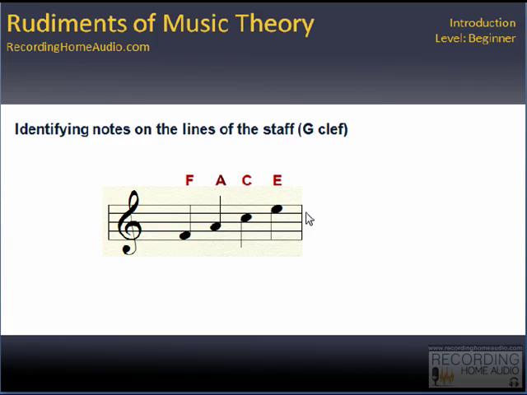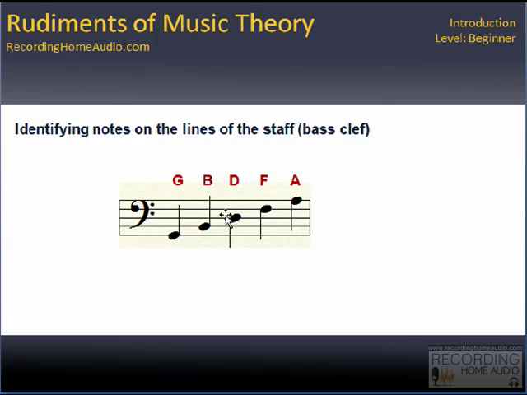We also have the bass clef, and the notes are different on that. They're a few steps below. Here we have the bass clef, and the notes look exactly the same. They're in the same positions as on the G clef, but they're called something different. On the bass clef, the first line is a G. Second line, it's a B. Third, D. Fourth, F. And fifth, A.